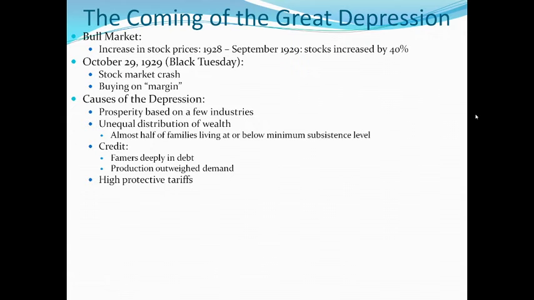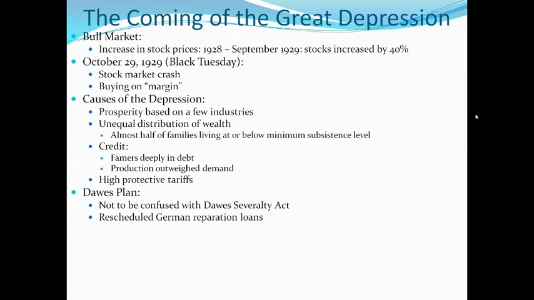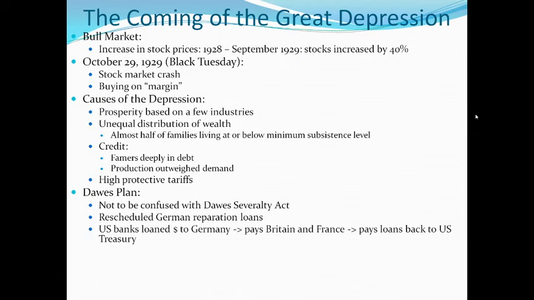And then we have the US putting forward high protective tariffs. We have something called the Dawes Plan, and please don't get that mixed up with the Dawes Severalty Act, which talks about something completely different: the reorganization of Native Americans in the 19th century. However, the Dawes Plan has to do with the end of World War I, where the US helps Germany pay reparation loans, and the Dawes Plan actually leads to the Great Depression having a global impact outside of just the US. Under the Dawes Plan, the US banks agreed to loan money to Germany so that Germany can pay off their reparations to Britain and France, and then Britain and France would pay their loans back to the US.